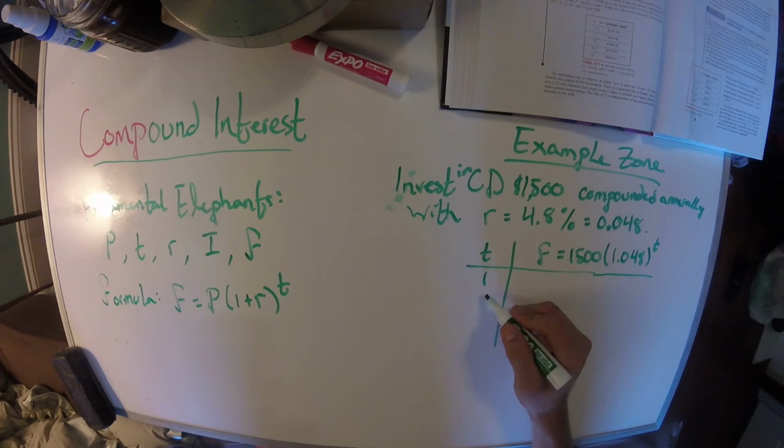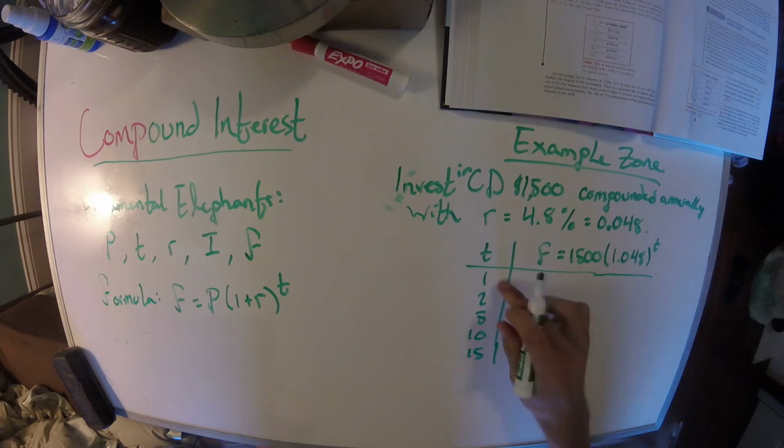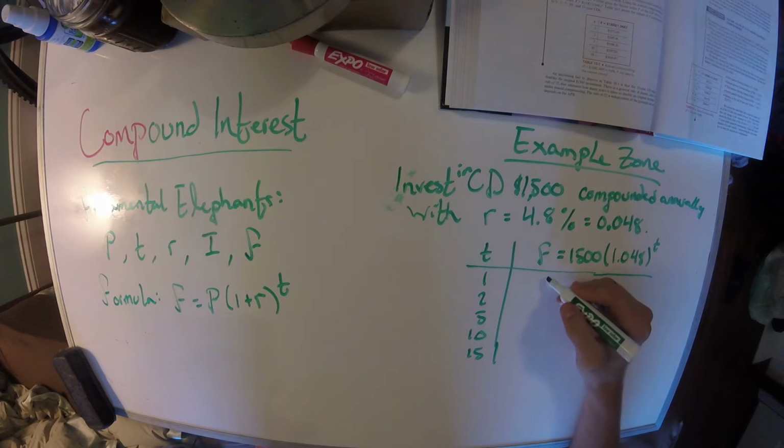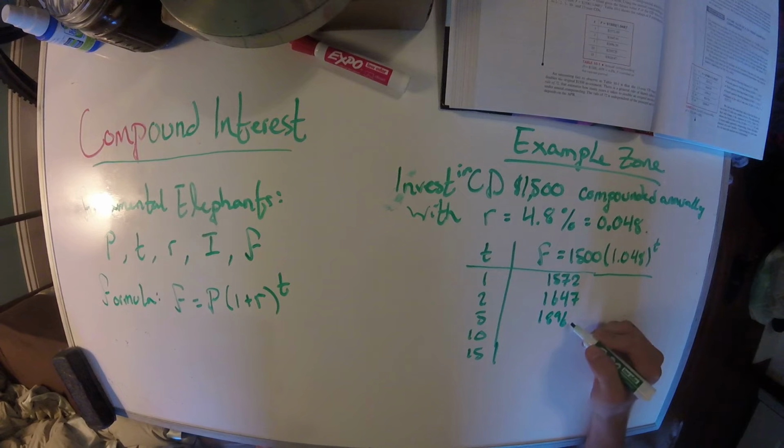Let's check it out at 1, 2, 5, 10, and 15. And so just plugging these values in for T, we get 1572, 1647. At 5 we get 1896.